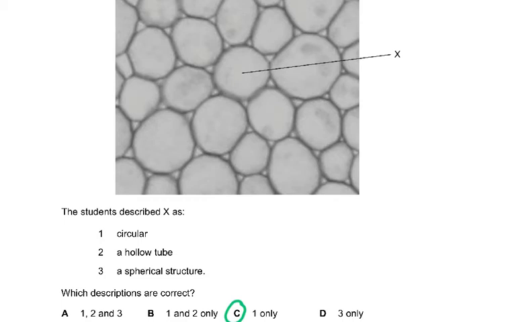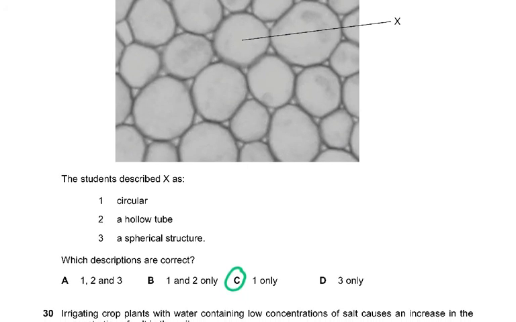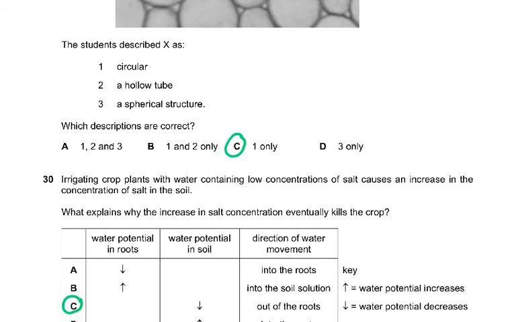Why? Because you see, you can't see it's hollow. It's not a 3D diagram. Photomicrographs are just pictures of slides. So you could only see it circle. You couldn't figure out that they were hollow tubes, or figure out the 3D structure and say that's like a ball or a rugby ball or a football or a cricket ball or a ping pong ball. So hollow tube and spherical was not very right, and that's why one only is the answer.